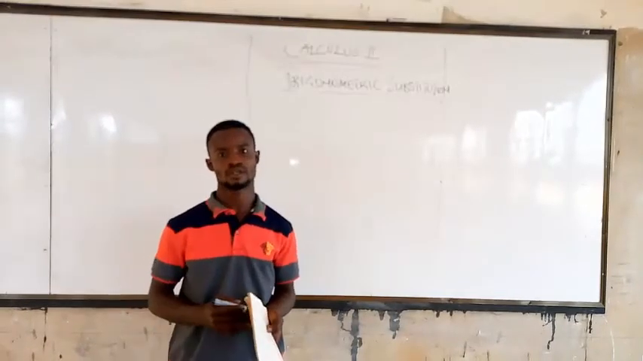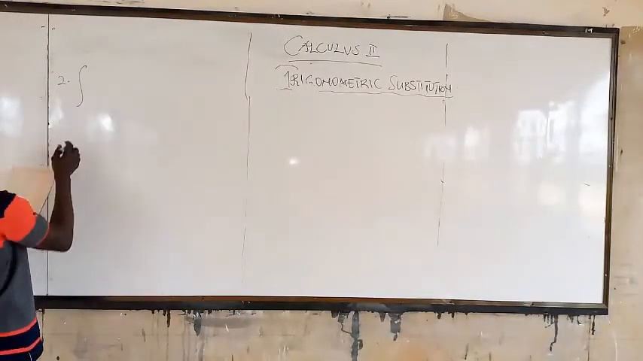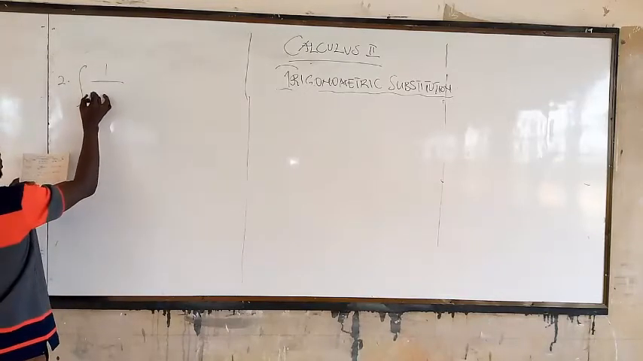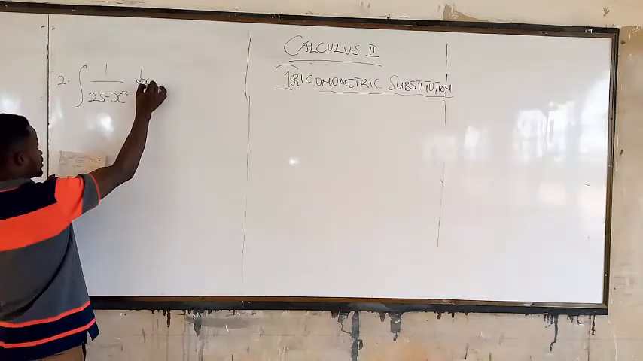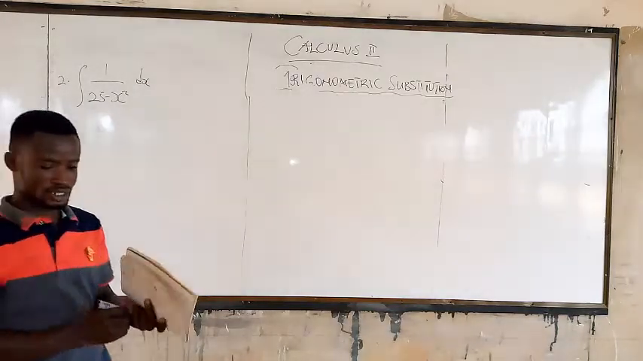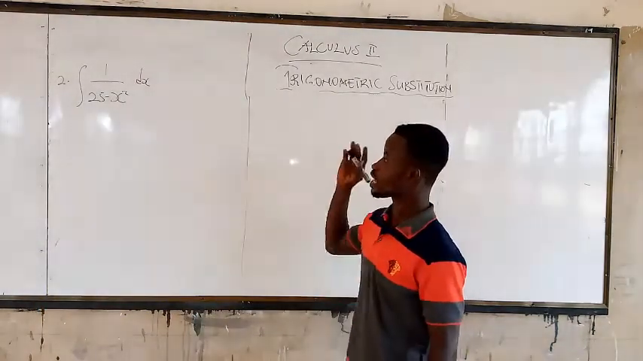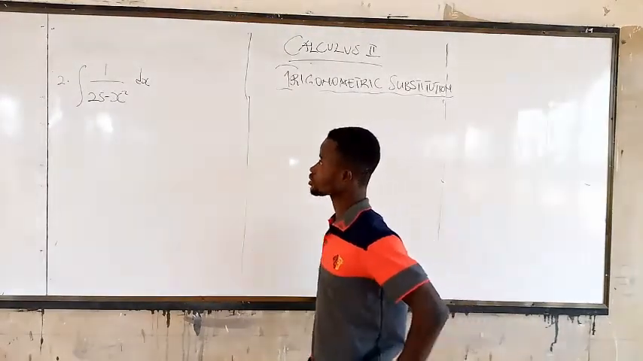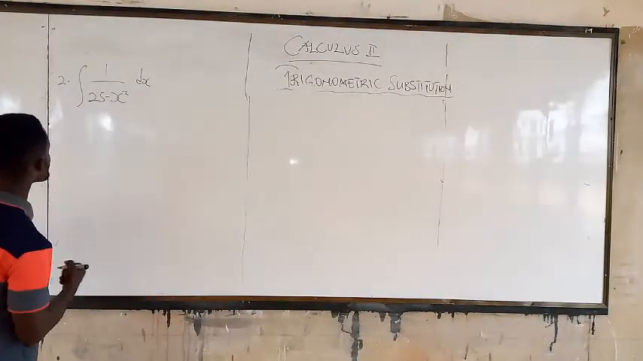Alright, so let's look at our second example. Number 2: integral of 1 over 25 minus s squared ds. Now, as I said, with this one too, you can solve it using inverse trigonometry, alright? Because we know this to be a form that we have come across before.